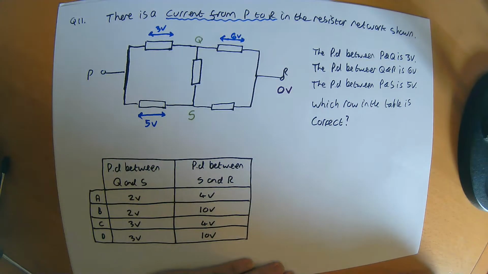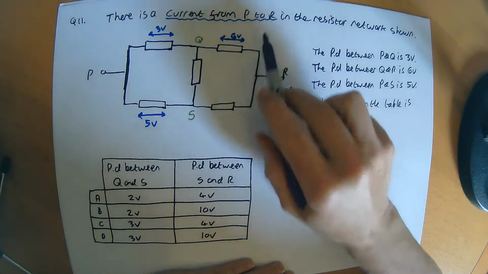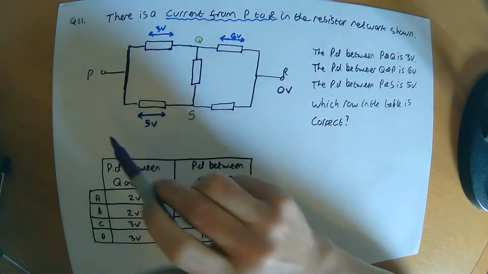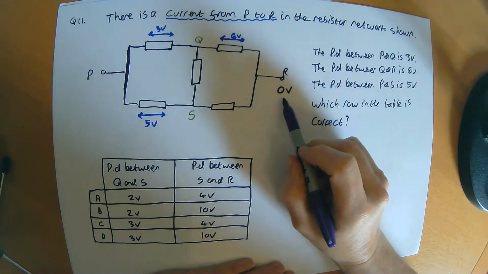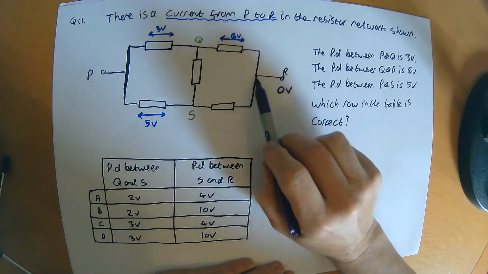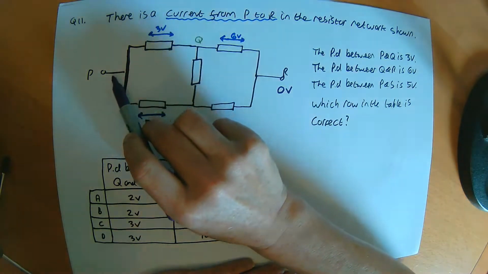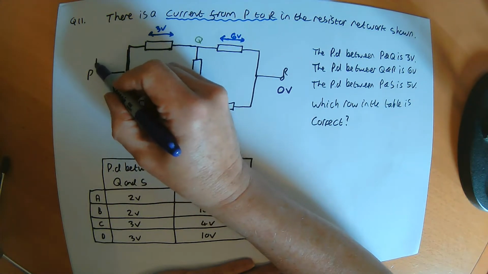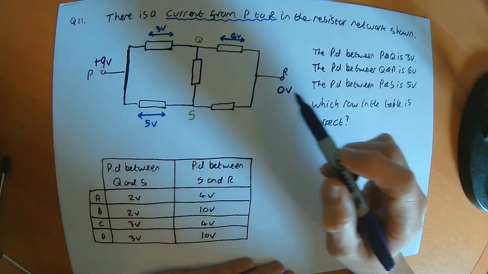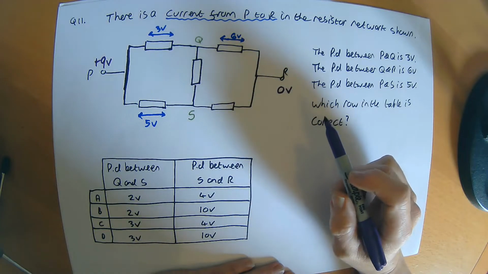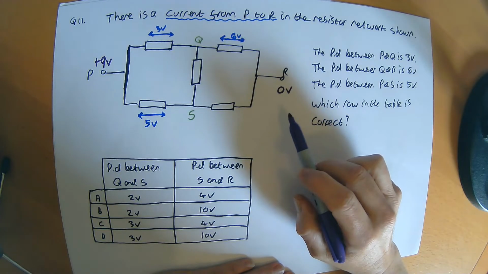So this initially complicated looking question is actually rather simple. If we know that the current is flowing from P to R, highlighted there, then we can say that this is the low potential and this is the high potential. And we can say that R is at 0 volts compared to P. And if we go from R by this route through Q to P, the potential difference is 6 plus 3, which is 9 volts. So we know that P is at plus 9 volts, and that means that the PD between P and R is 9 volts.